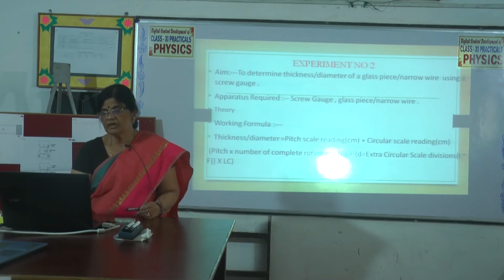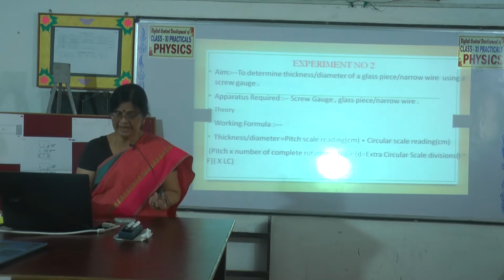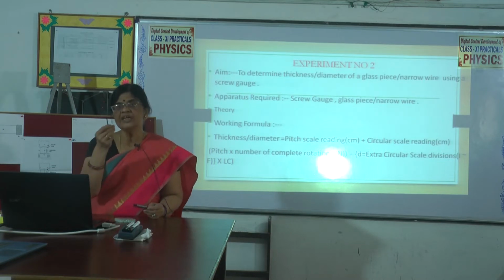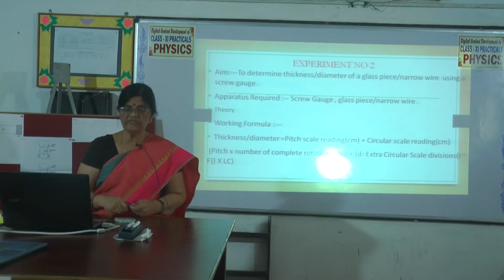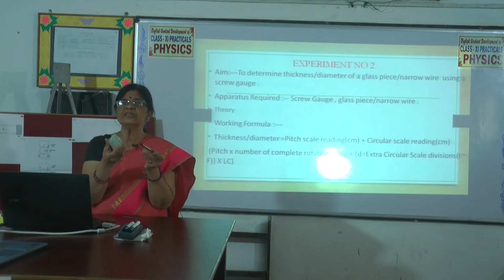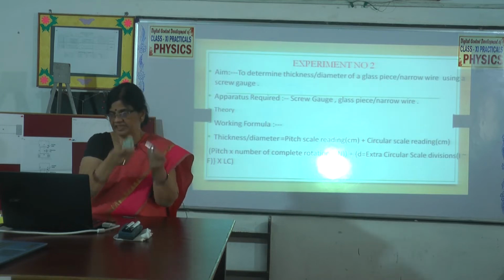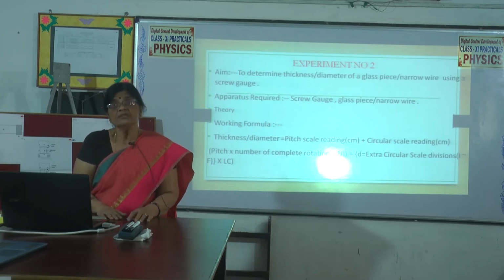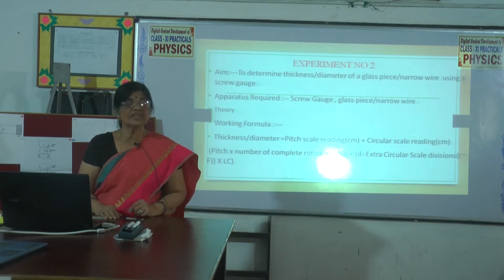Or if you have a screw gauge and a narrow wire. If you are having a narrow wire, you will have screw gauge, narrow wire. And if you are given the problem as a lamina, that is your glass piece, you will write the apparatus required: screw gauge and glass piece. I told you in the theory part, you begin with the working formula.